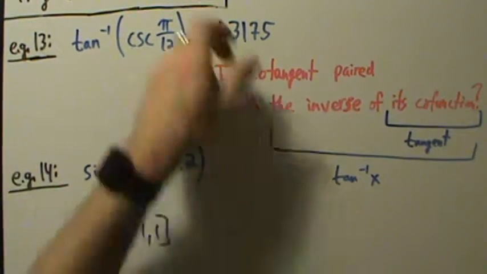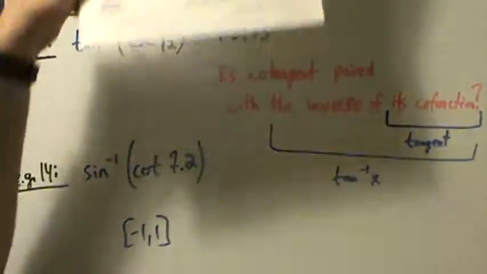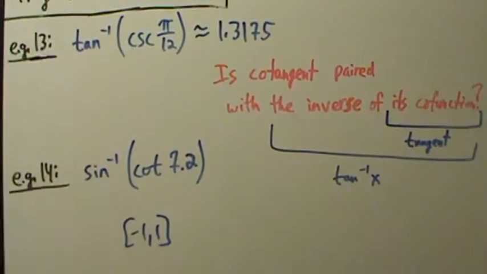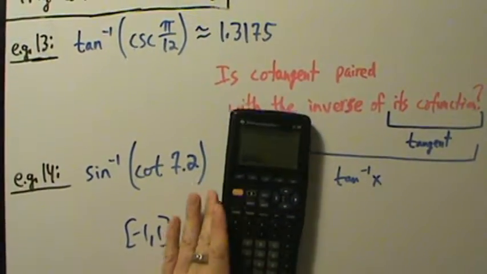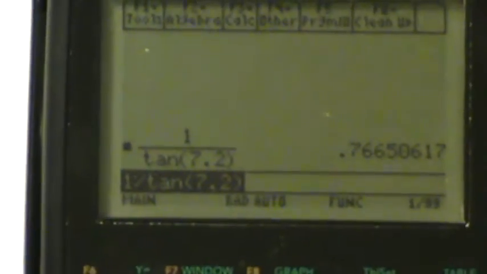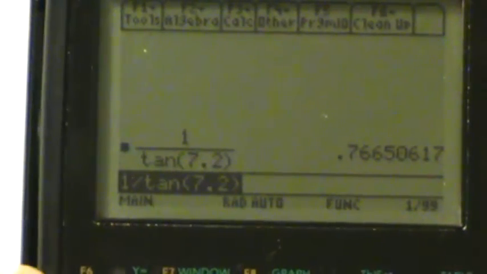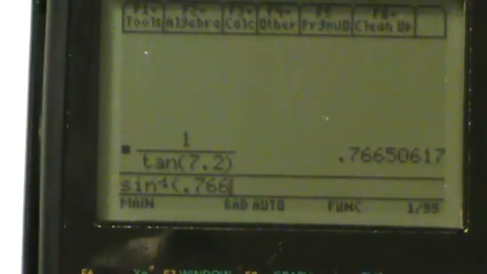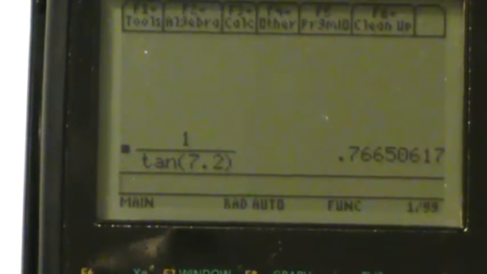So the answer to the question, is the function paired with the inverse of its cofunction? No, so we use a calculator, which is nice, that simplifies it a little bit. Okay, so zoom back in to the calculator here. Now I want to point out that way back in step 1, when we looked for the domain violation, we found this 0.7665-ish. It's probably a bad idea to use that, because if you round too much too soon, your final answer might be off by a little bit. So what we want to do is just do it all at once.